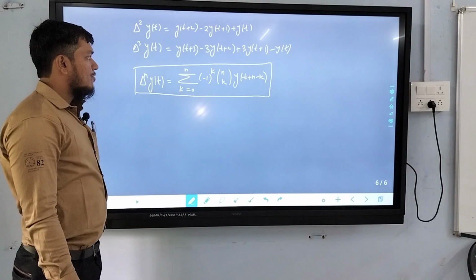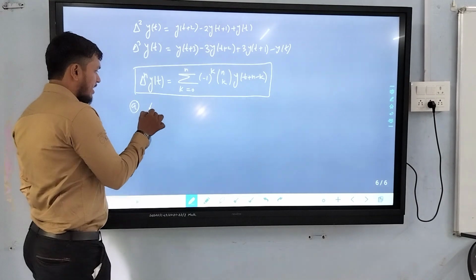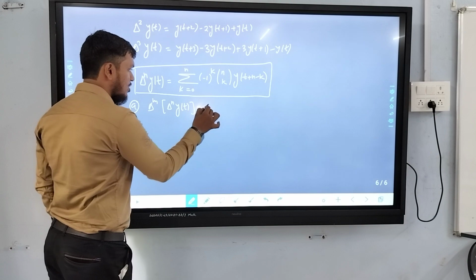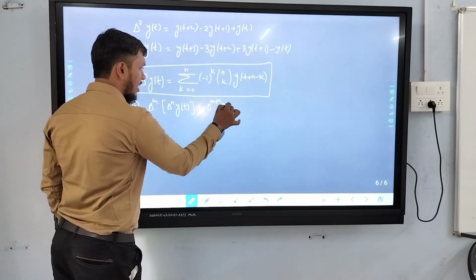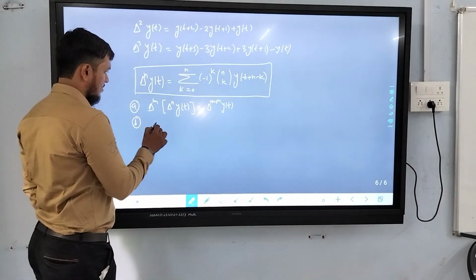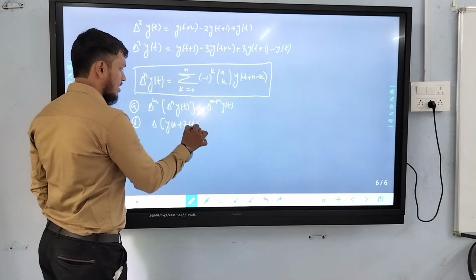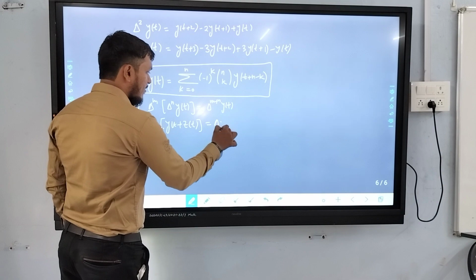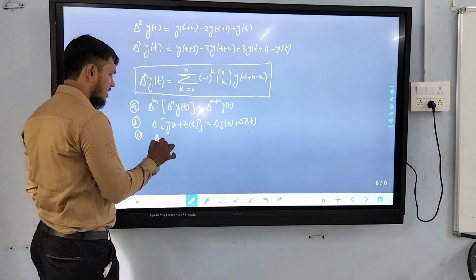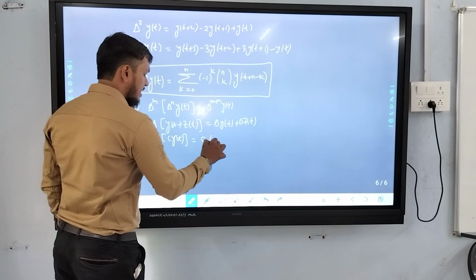After that, we proved some important theorems. The first: delta raised to the power m, delta raised to the power n y of t is equal to delta raised to the power m plus n y of t. Second: delta of y of t plus z of t is equal to delta y of t plus delta z of t. And third: delta of c y of t is equal to c delta y of t.